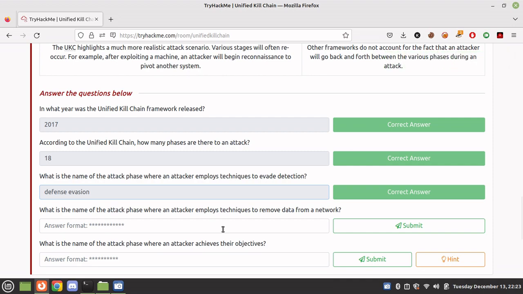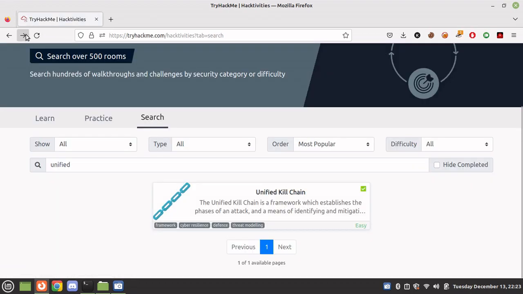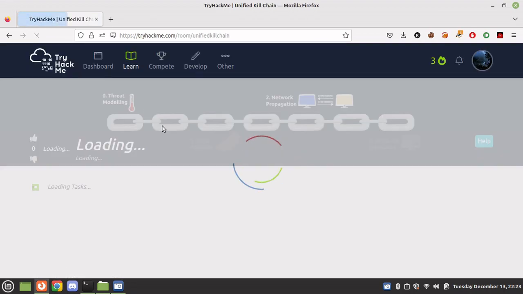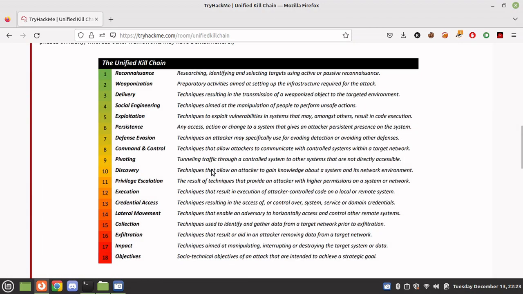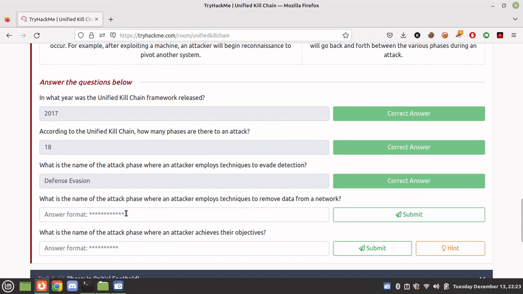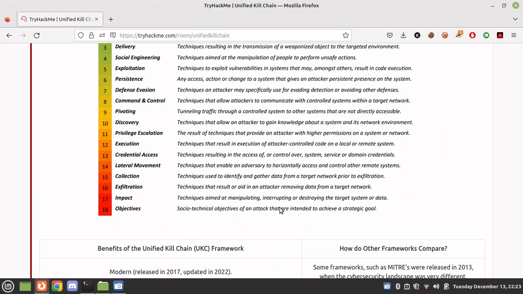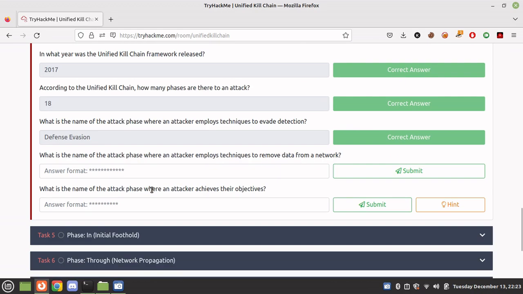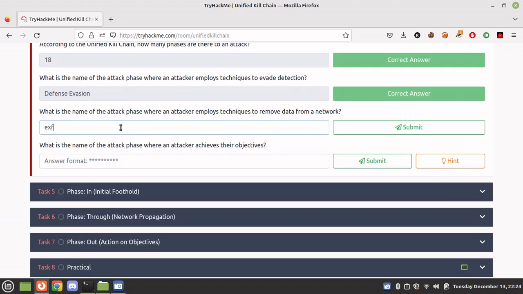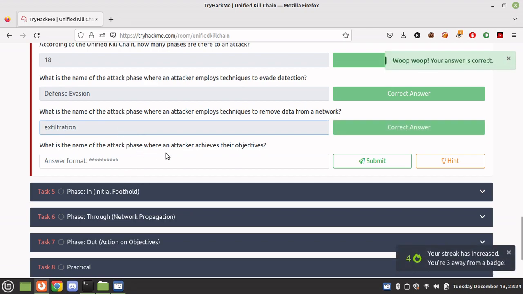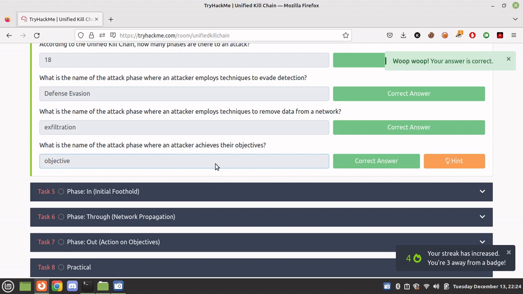I think it's lateral. No, wait. Oh no, sorry about that. So we were doing this. Okay, what is the name of the attack phase when an attacker employs techniques to remove data from a network? Okay, I think it is exfiltration. So exfiltration. What is the name of the attack phase when an attacker achieves their objectives? It's objectives, I think. Objectives, yes.